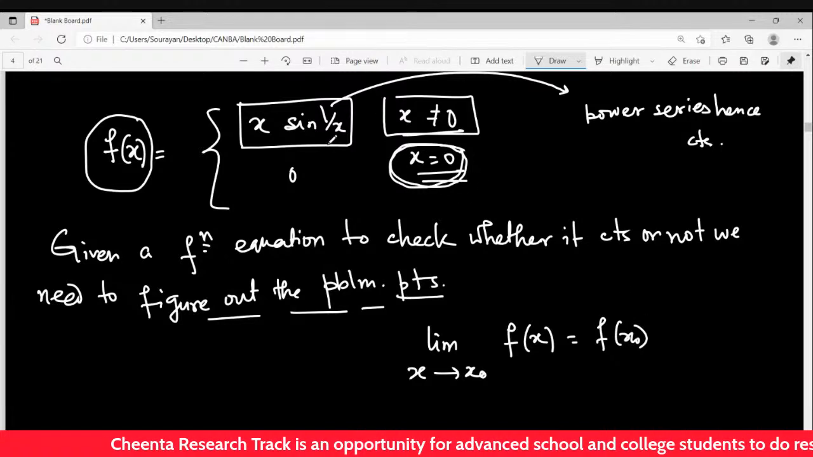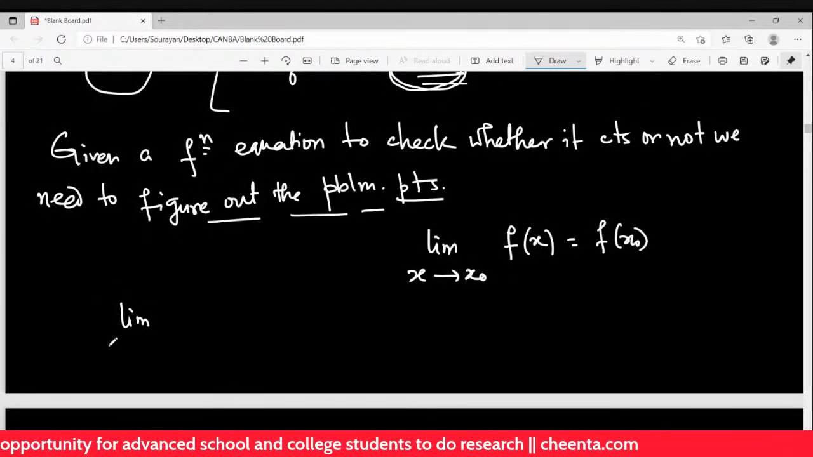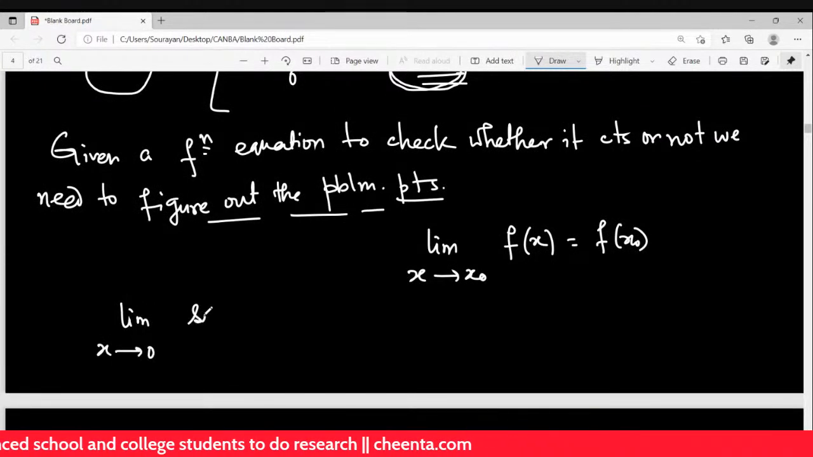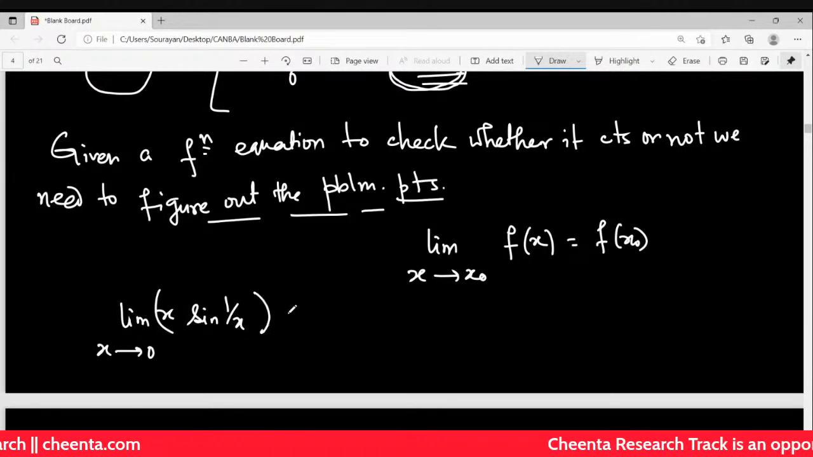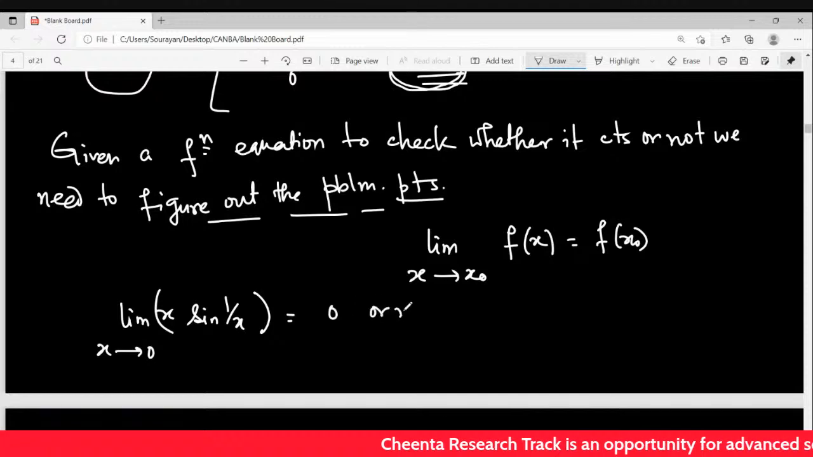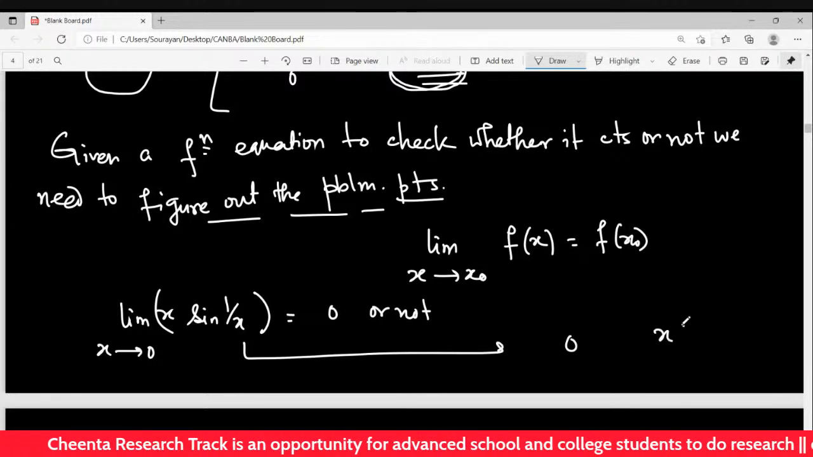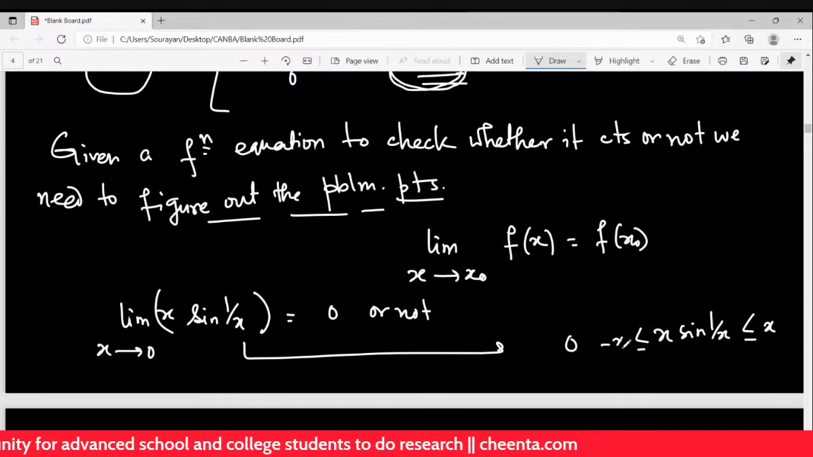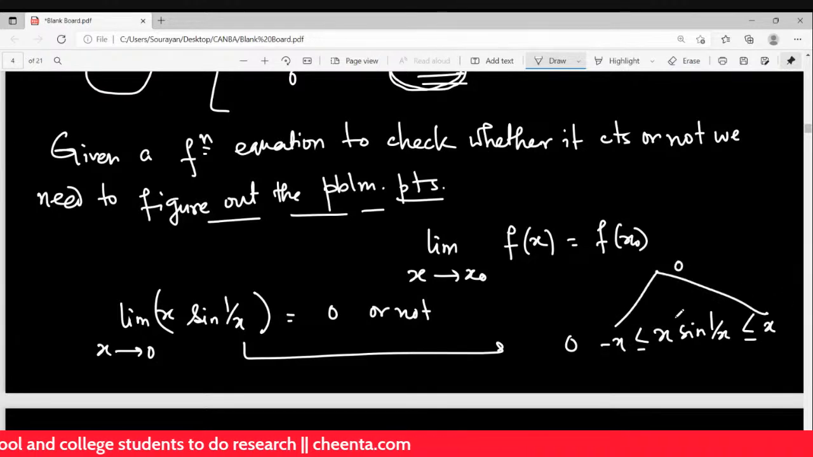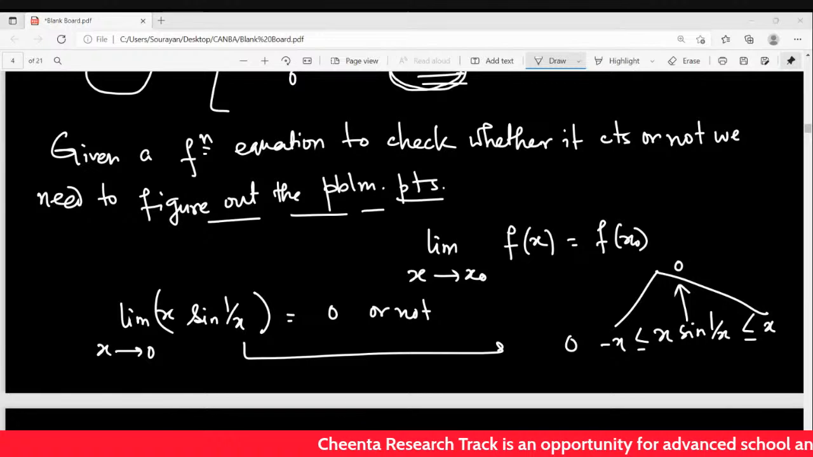So just like this, in this scenario, what you are doing is taking x tends to 0 of x sine 1 by x. So you are trying to understand if this is equal to 0 or not. Now by sandwich theorem, this is 0 because x sine 1 by x is less than or equal to x and greater than or equal to minus x. So both of these by sandwich theorem go to 0 as x tends to 0. So then this will go to 0 as well. So these are the types that you can actually think about.